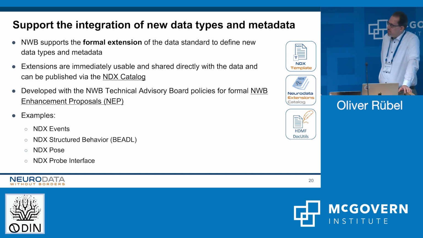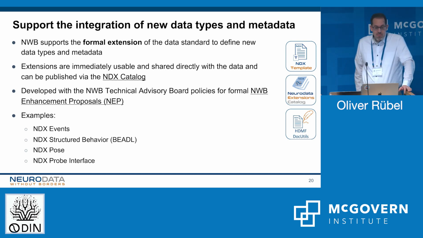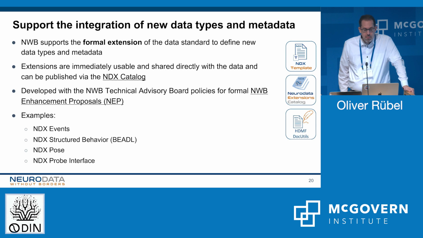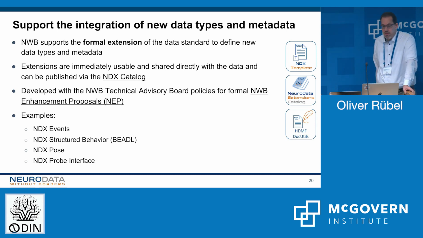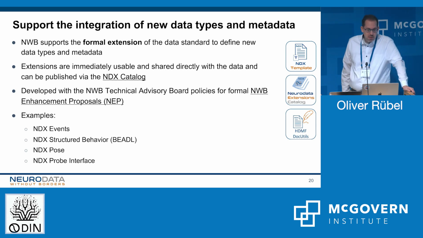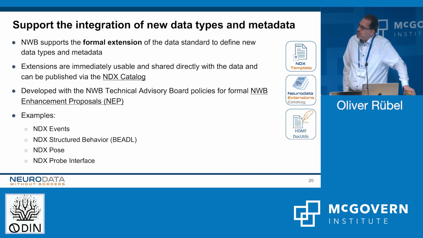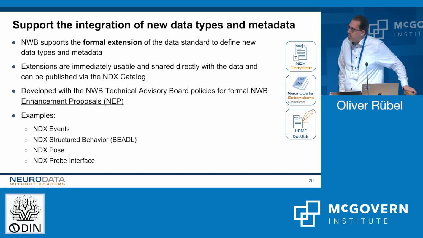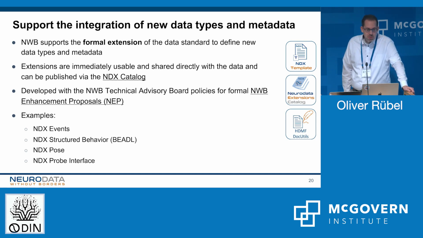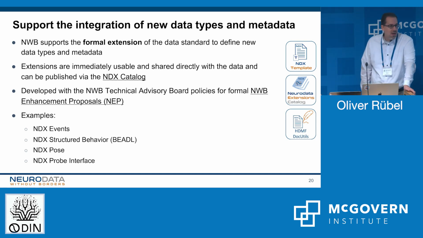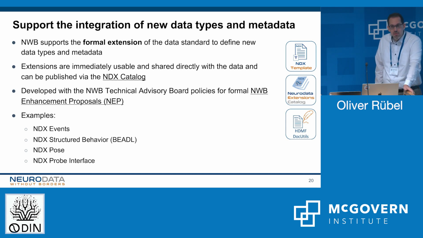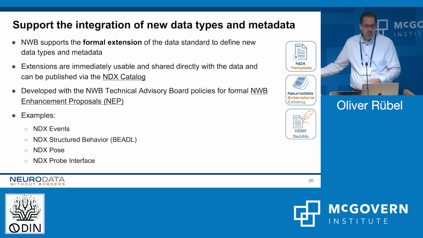To address the needs of new data types and new types of metadata that we need to integrate, NWB supports the formal extension of the standard through formal schema extensions. And users can immediately use and share these extensions and write data with them. The extensions are being shared directly with the data in the NWB files. And then to share them more broadly with the community, we also have our extension catalog, so that we have a means to collaborate with the community and build new components to the standard.